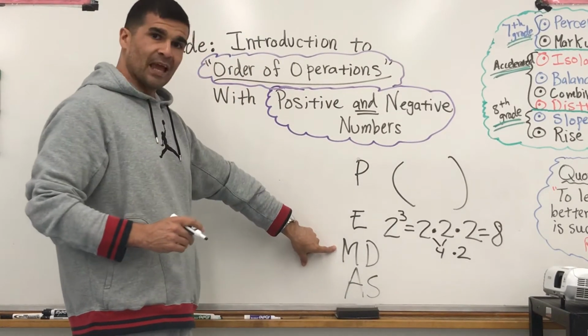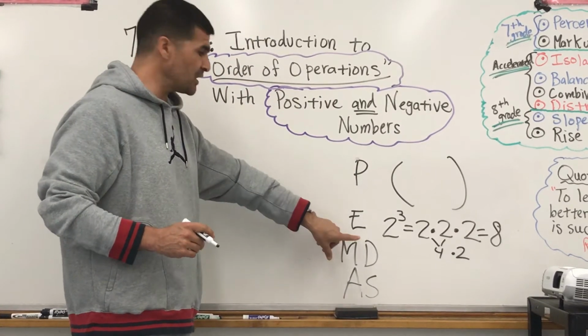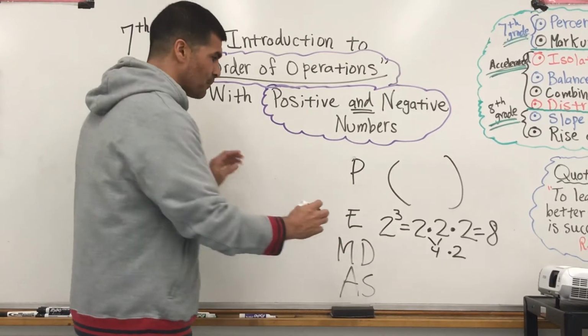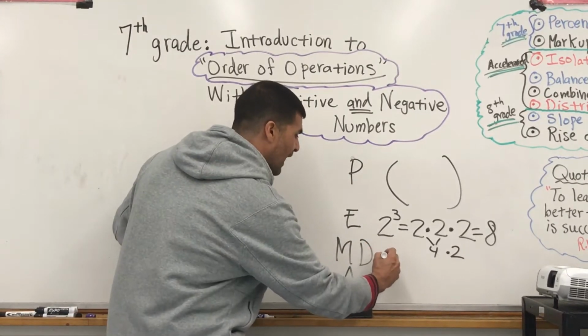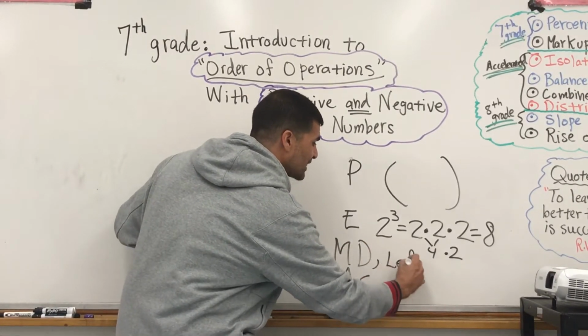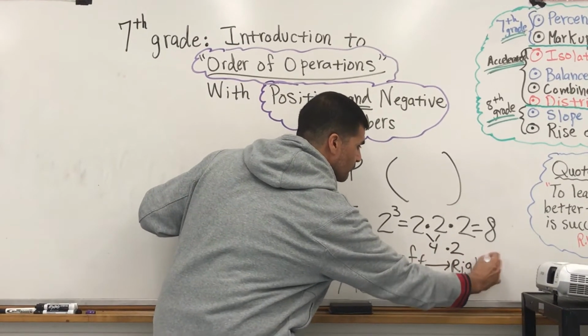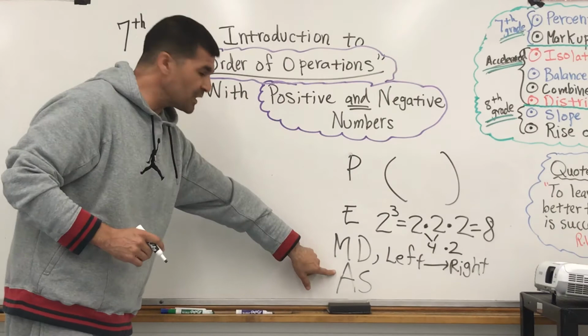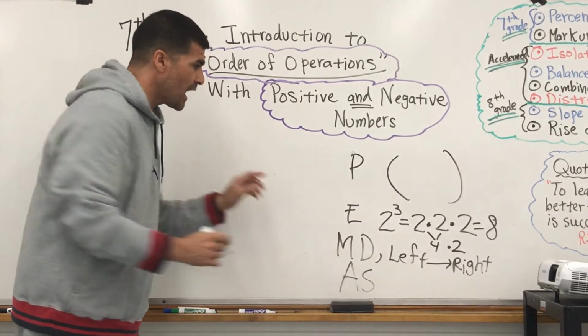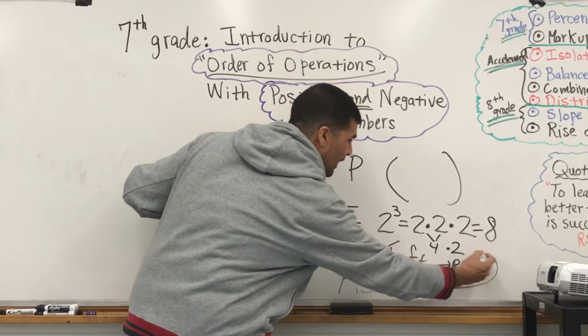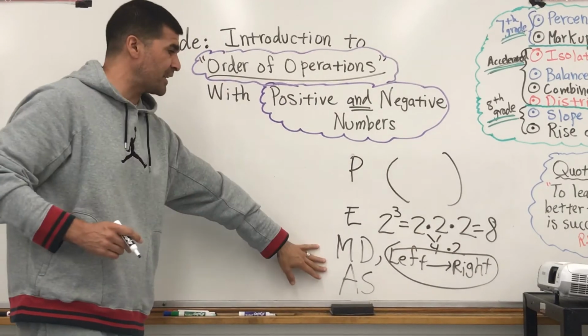So what does the M stand for again? Multiplication, and now the D stands for division. I always have to do that from the left side, working to the right side. The same thing goes for adding and subtracting. I always need to start on the left and then move to the right for adding and subtracting.